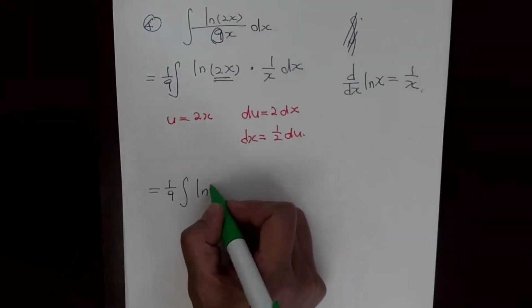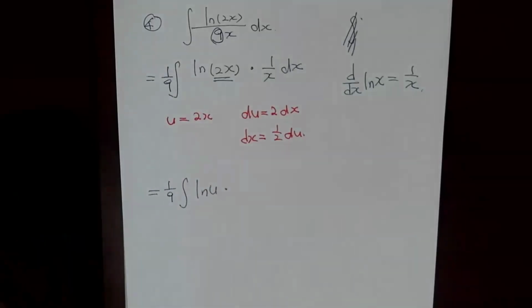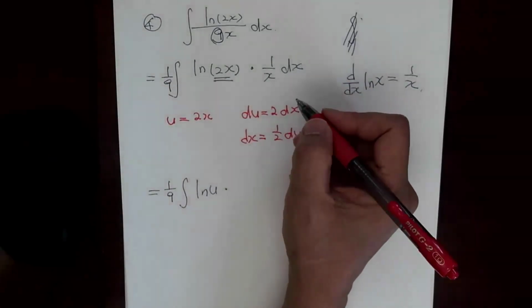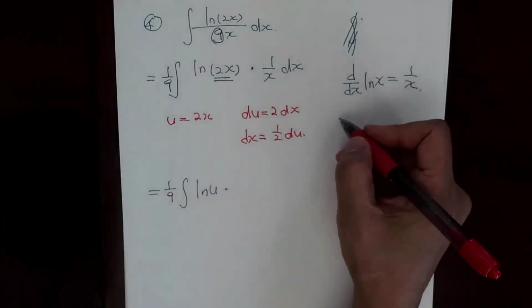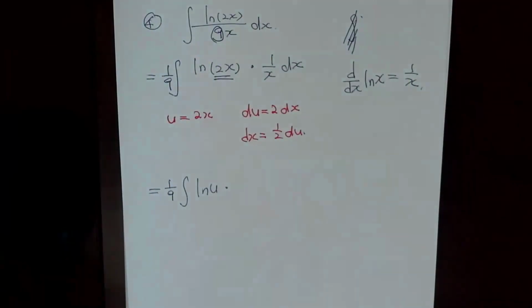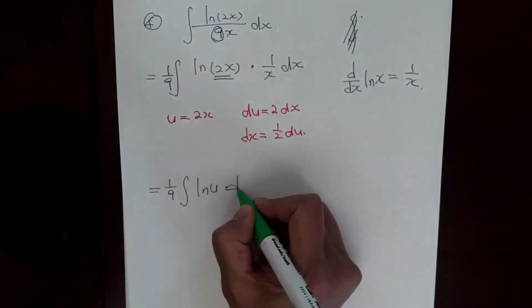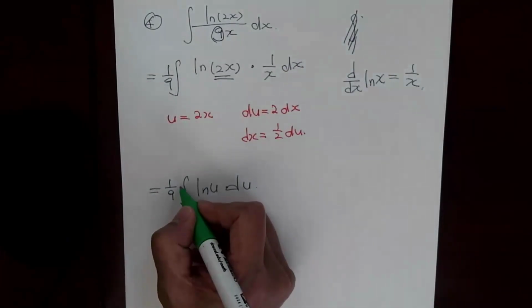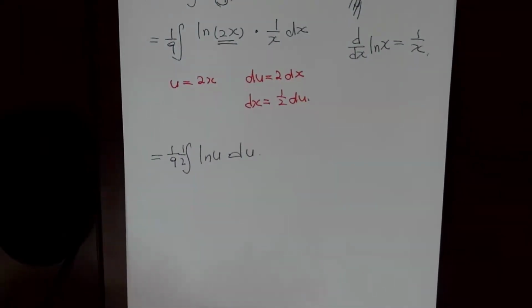Natural log of 2x is u times, I have to write down 1 over 2 here, because this one is du, but we have to write 1 over 2 here, right? Any question?